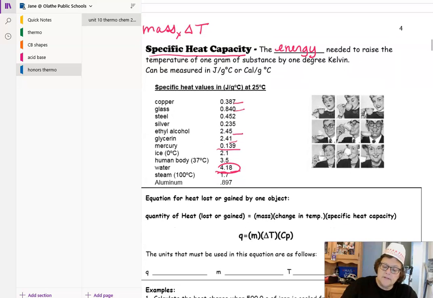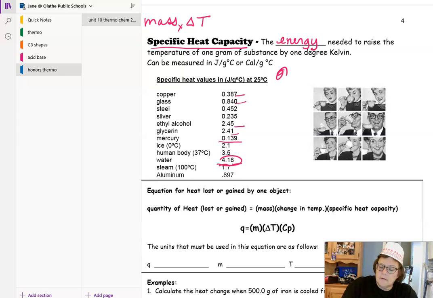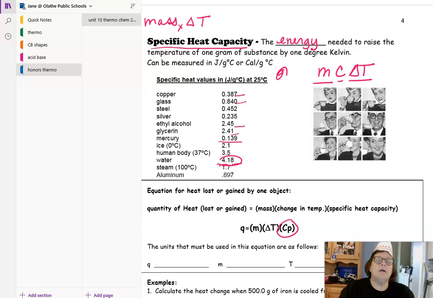Okay? Now my daughter coined this MCAT. Change in temperature, mass, C for specific heat. The equation in your worksheet here uses C sub P, which is what Clement uses. I've seen it used SH. There's lots of different ways. We're going to use C because it works with our little mnemonic. And what does that add up to? That adds up to heat.